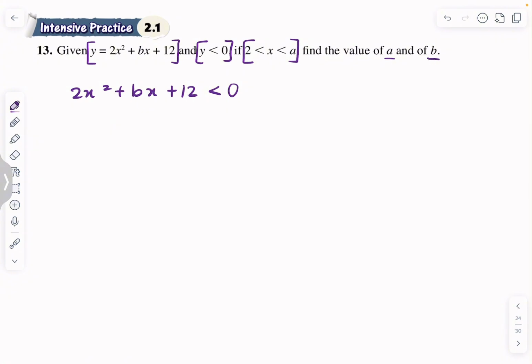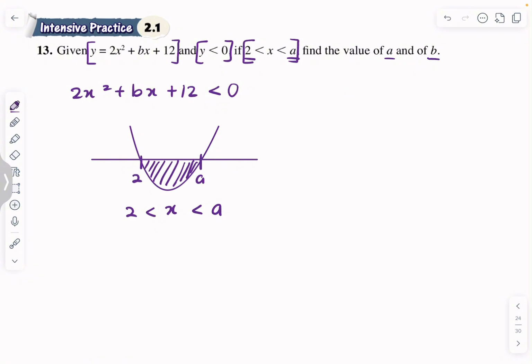Okay. So for a quadratic inequality, you have to draw this smiley face graph. So our roots will be 2 and a. Okay, how do I know between 2 and a? Because this is less than 0. If less than 0 means it's down here, so we have to shade here. So here only our roots will be in between 2 and a. Okay. So now how to solve this?